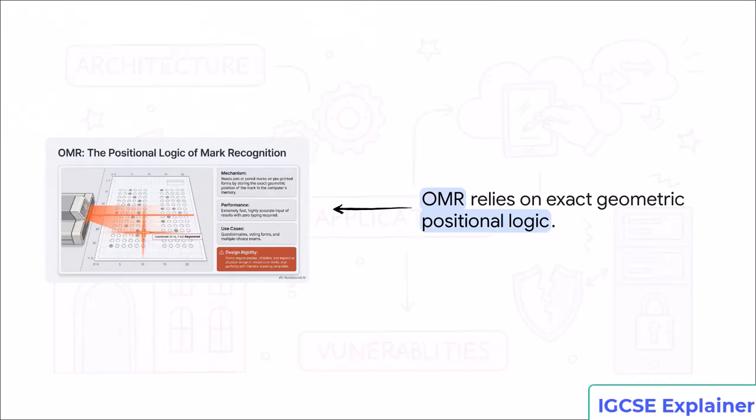Think of an X and Y grid. It isn't actually reading a word. It's looking at coordinate X14, Y42, and asking, is there a pencil mark right here? Because it stores the exact geometric position of the mark, it can grade multiple choice exams, surveys, and voting forms instantaneously. It achieves incredible accuracy, as long as you actually stay inside the lines.